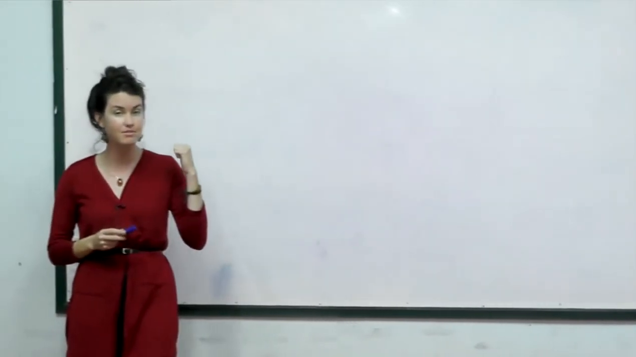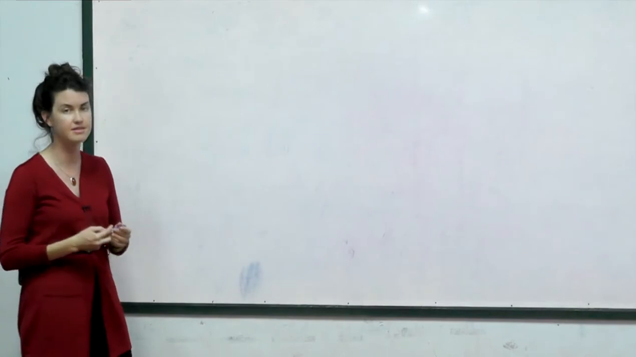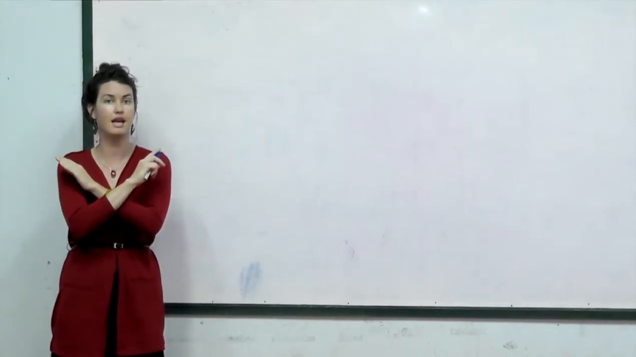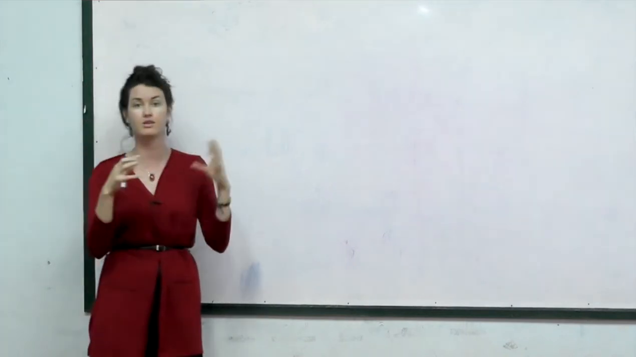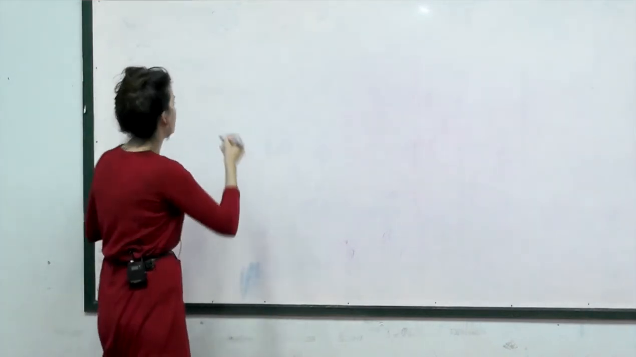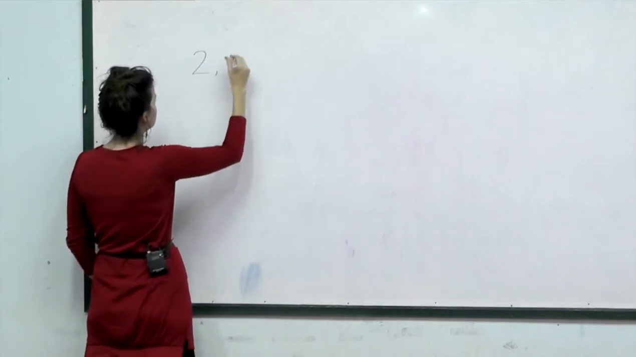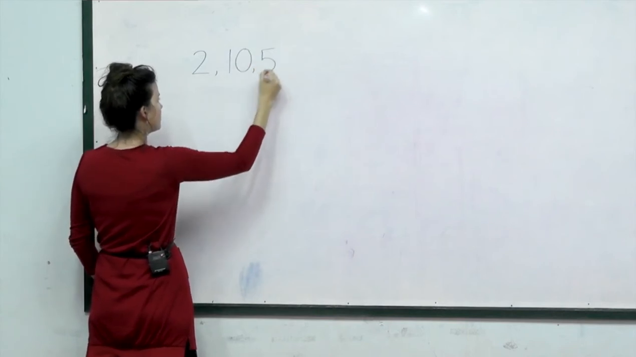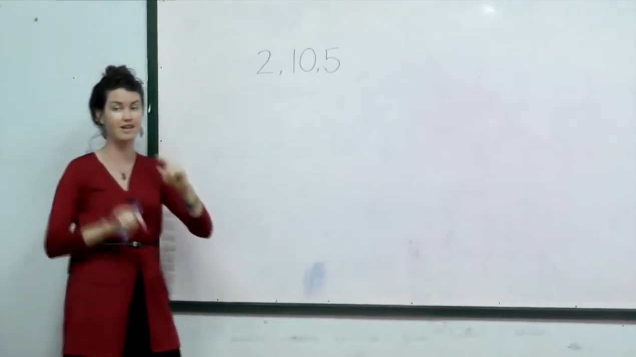Okay, so I'm going to write some numbers on the board, and I need your help to make the fact families. So we're going to use times and divided by, because they are opposites, so they go together in our fact family. So if I have the numbers 2, 10, and 5, can you raise your hand and tell me one of the equations for our fact family?